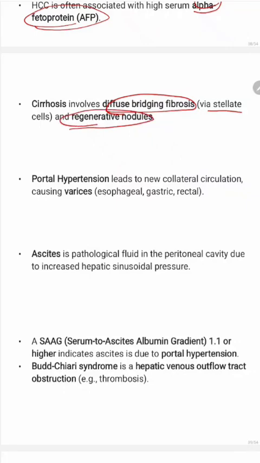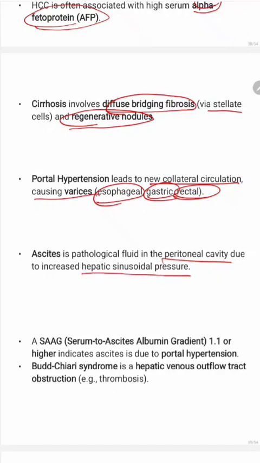Now, portal hypertension. Cirrhotic patients will get portal hypertension, and portal hypertension will lead to new collateral circulation, causing varices: esophageal varices, gastric varices, rectal varices. And ascites is pathological fluid in the peritoneal cavity, the one with a distended abdomen due to increased hepatic sinusoidal pressure.